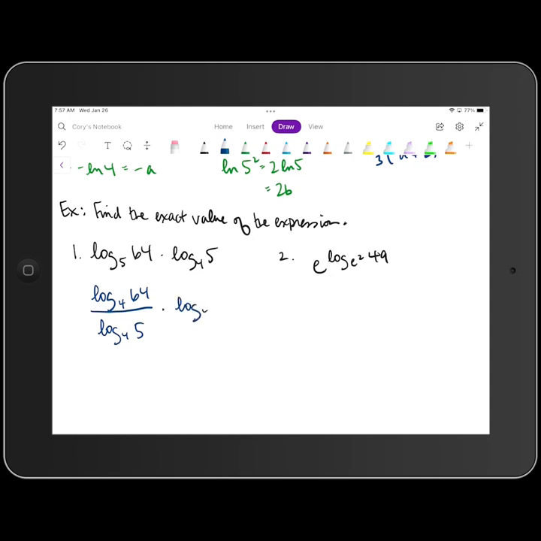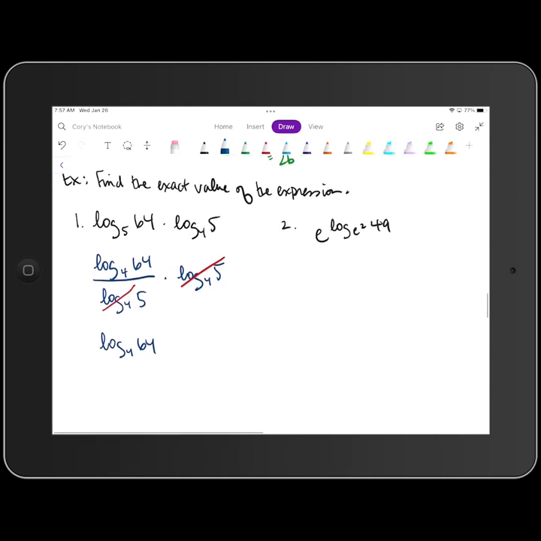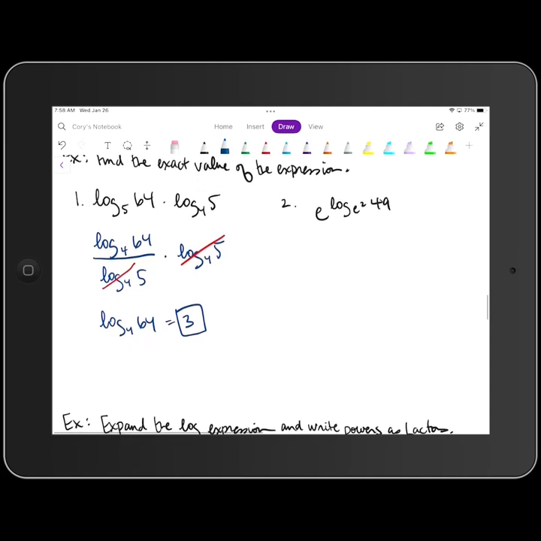Okay, so when I use the change of base formula, I see that now I can cancel this factor of the log base 4 of 5 in the denominator with that factor of the log base 4 of 5 in the numerator. So this winds up becoming the log base 4 of 64. You can figure out the value of that a couple of different ways. Number one, if we think 4 raised to what power is 64, we know 4 raised to the third power is 64. So that's the exact value of that log.